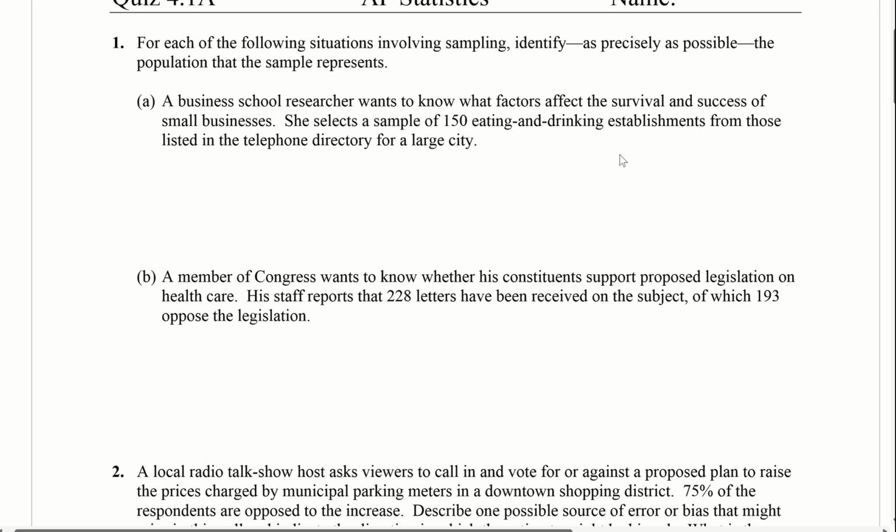So for each of the following situations involving sampling, identify the population that the sample represents. So all you've got to do is just identify the population. Okay, so a business school teacher, a researcher wants to know what factors affect the survival and success of small businesses. She selects a sample of 150 eating and drinking establishments from those listed in the telephone directory for a large city. So in this case, the population here are all the small businesses.